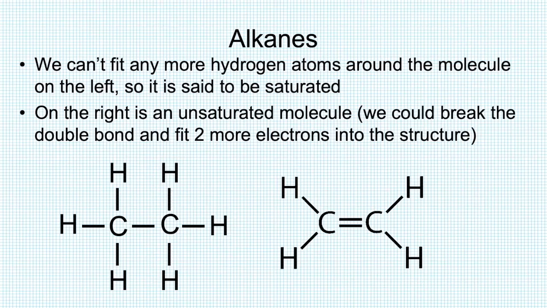If we can't fit any more hydrogen atoms around the molecule, such as the one on the left here, it's said to be saturated. A saturated sponge is one that you can't get any more water into. A saturated hydrocarbon is one that you can't get any more hydrogen atoms into. On the right here, we've got a double bond between these 2 carbon atoms. Now, what we could do is break one of these bonds, but still leave a bond between the 2 carbon atoms. We could fit 2 more hydrogen atoms into this molecule so that it would resemble the molecule on the left. So the one on the left is saturated, can't get any more hydrogen atoms into that molecule. The one on the right is unsaturated. We could fit in 2 more hydrogen atoms if we broke the bond.